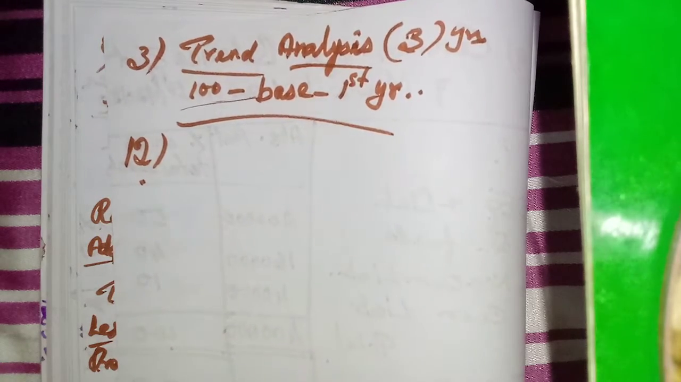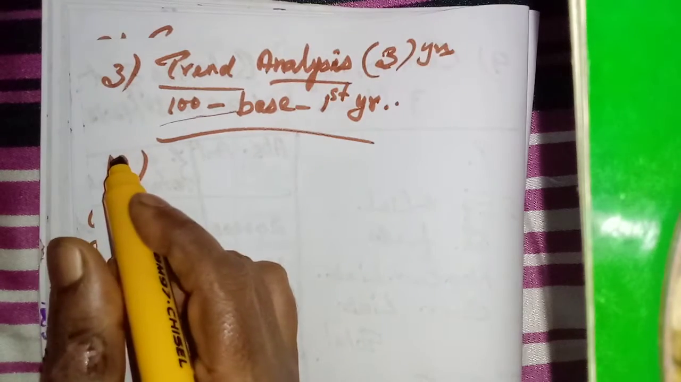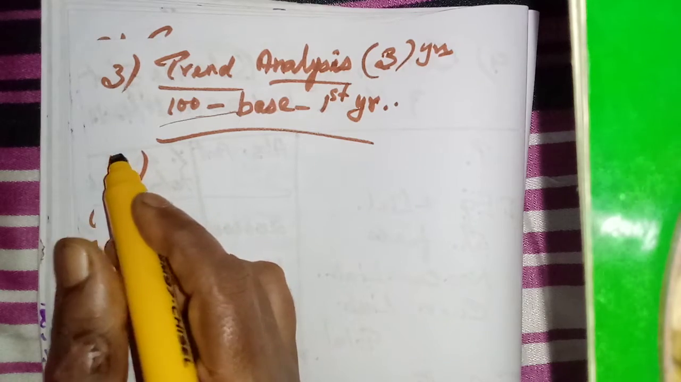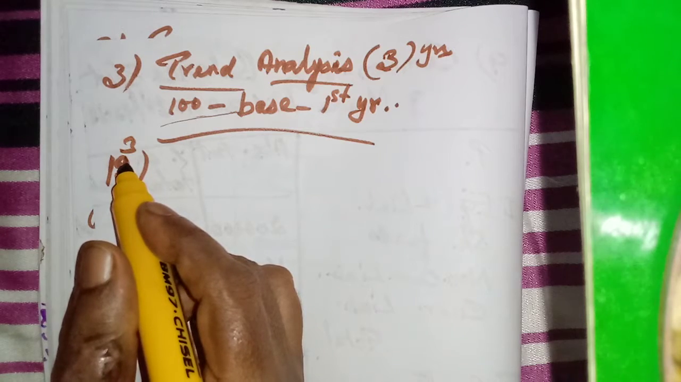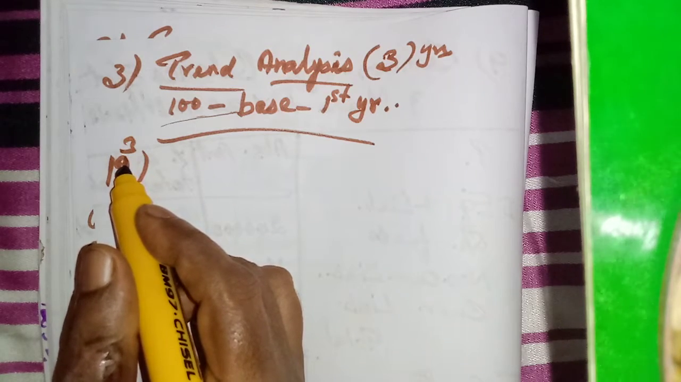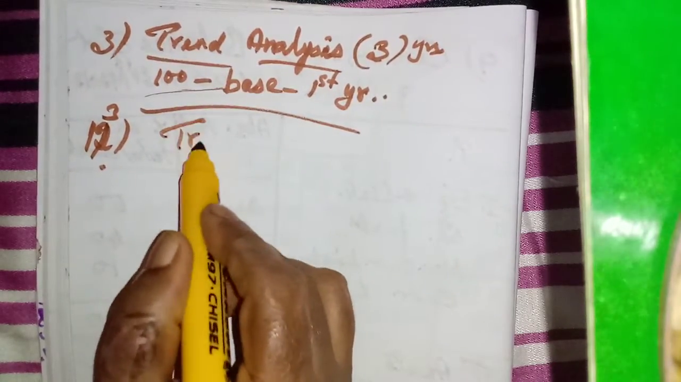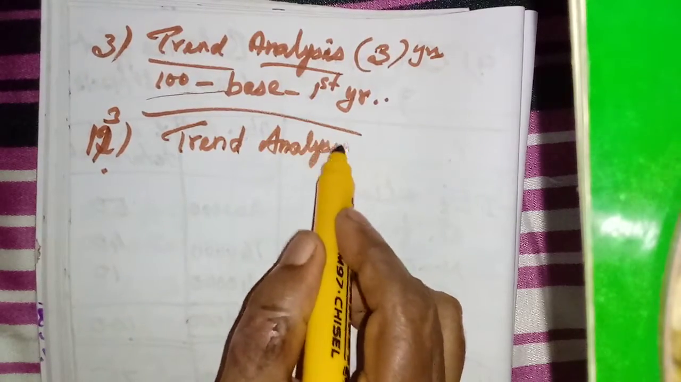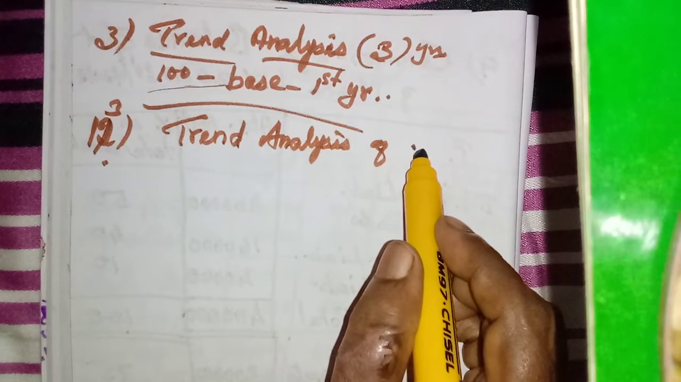Second one we will take, because the tax is not given, very simple one. So we will learn the 30th one. Trend percentages of Kavita Limited. So we have to write the heading: trend analysis of Kavita Limited.